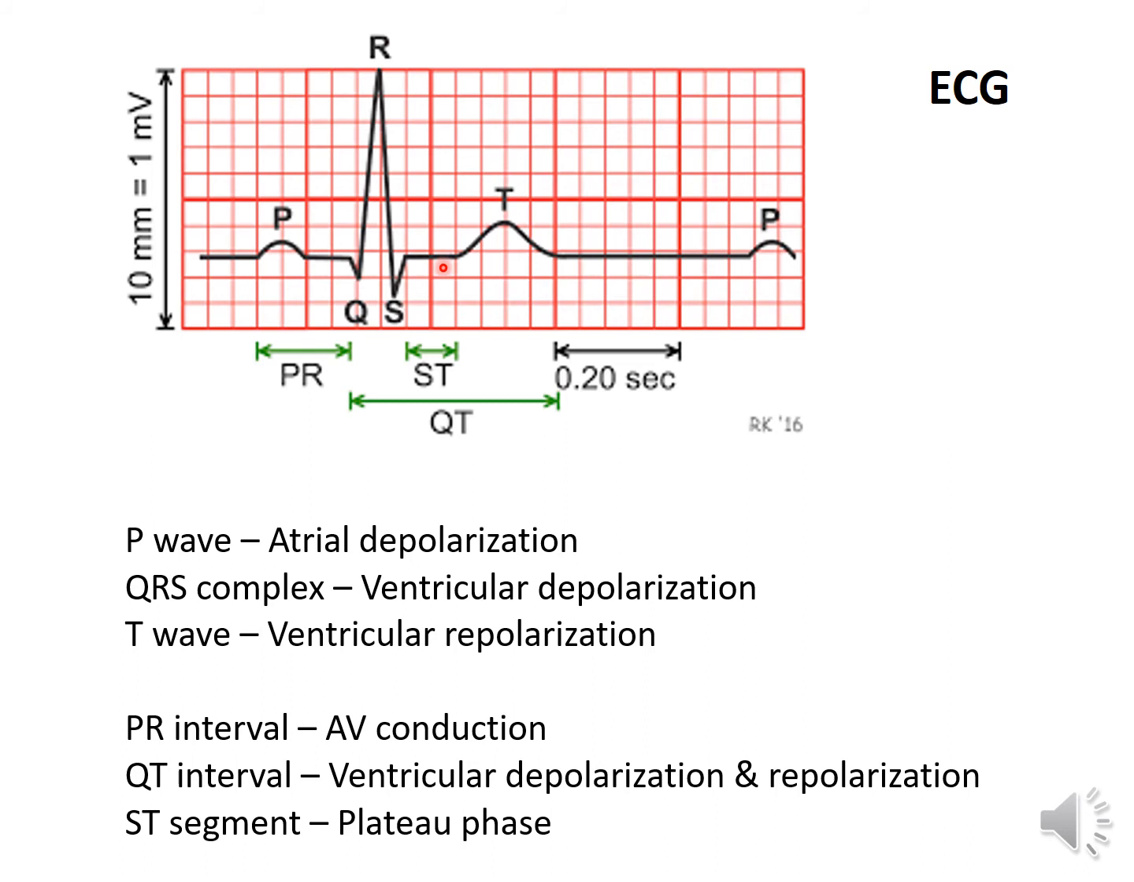So now we can correlate the ECG with the action potential. The P wave tells us about atrial depolarization. QRS tells us about ventricular depolarization. The ST segment is the plateau phase, phase 2, and the T wave is phase 3, that is ventricular repolarization. For conduction, we have to look at the PR interval. The QT interval tells us almost the action potential duration of the ventricle, that is ventricular depolarization and repolarization, and the plateau phase is signified by the ST segment.